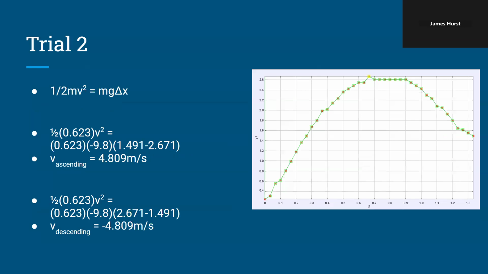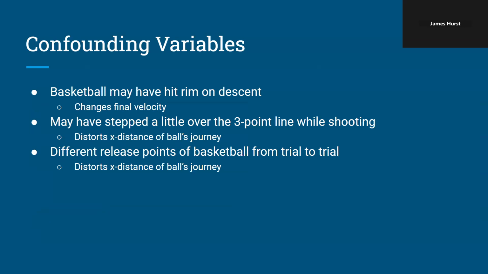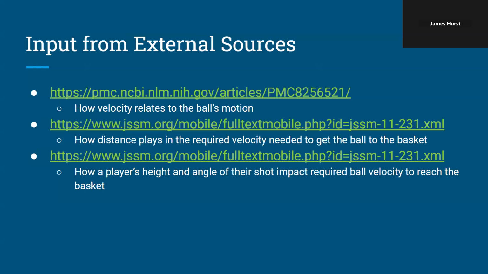Okay, same thing shown in trial 2 and trial 3. And so from compiling, I found variables that could have affected the experiment. When I shot the basketball, the basketball may have hit the rim on descent, which can impact the final velocity, or I may have stepped over the three-point line a little bit while shooting, or had different release points, whether farther away from me or closer to me from trial to trial, which both of them can distort the x distance of the ball's journey.